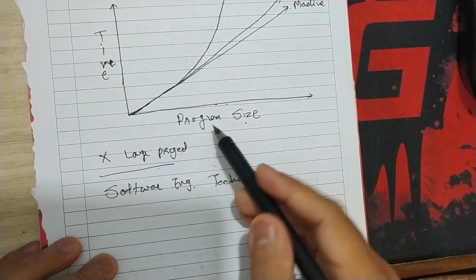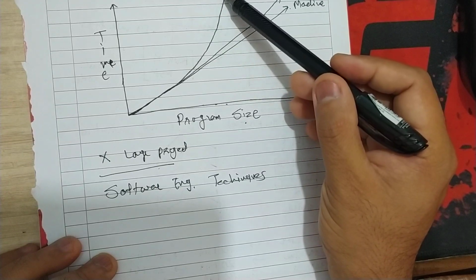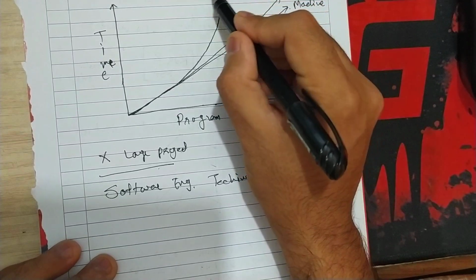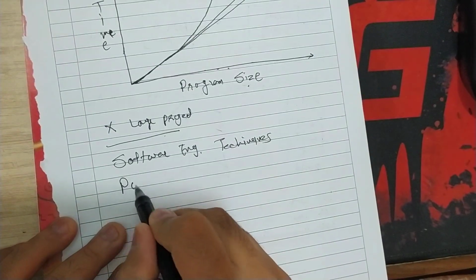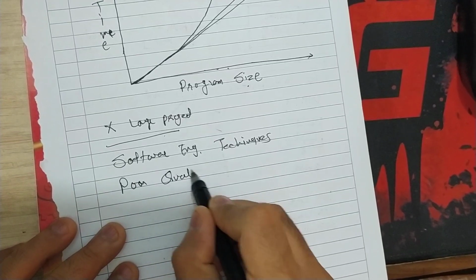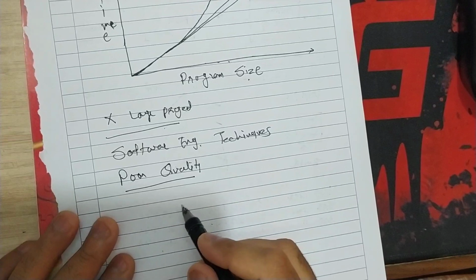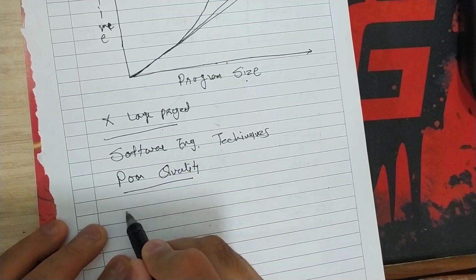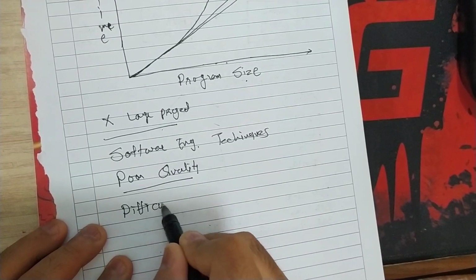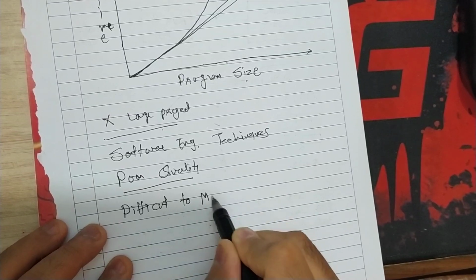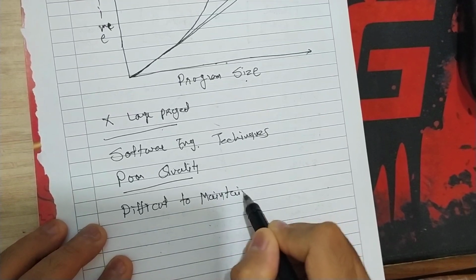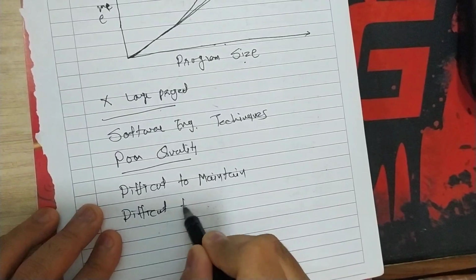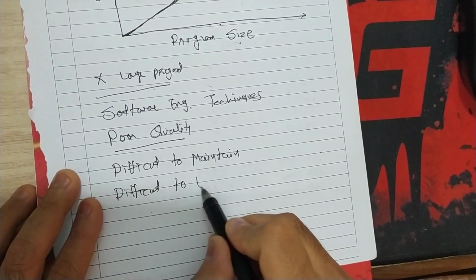So these are the disadvantages: we can't use this style for large projects. Also, the quality of this software will be very poor. Even if you develop the project using this style, the quality will be poor, and it will be difficult to maintain, and it will be difficult to upgrade or enhance.